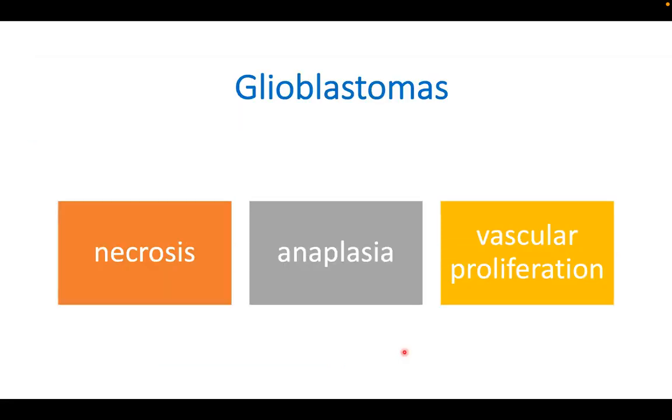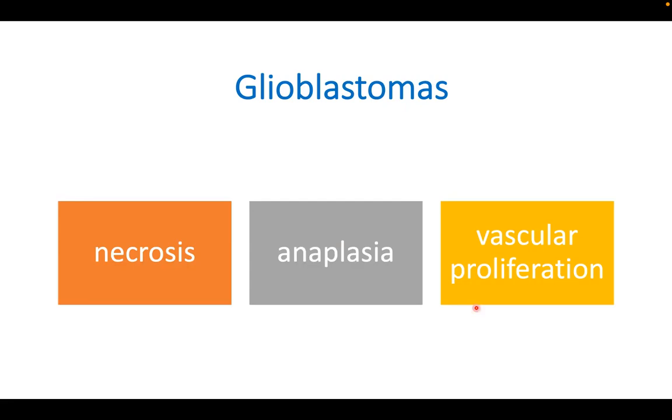Now, for the glioblastomas, I made a quick summary here of the most important pearls that you need to know as a student, as a clinician. Number 1 characteristic of glioblastomas is really the necrosis. Very aggressive, significant amount of necrosis. Next is the anaplasia. Third is the vascular proliferation.